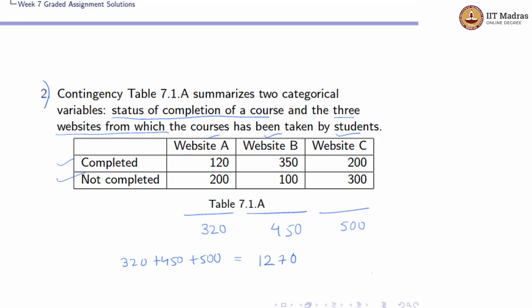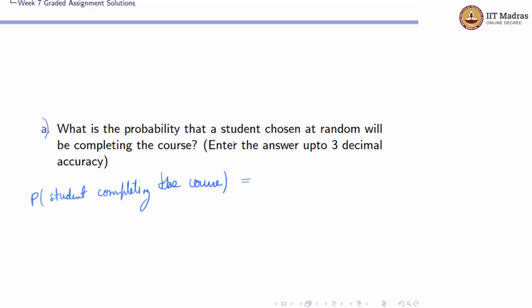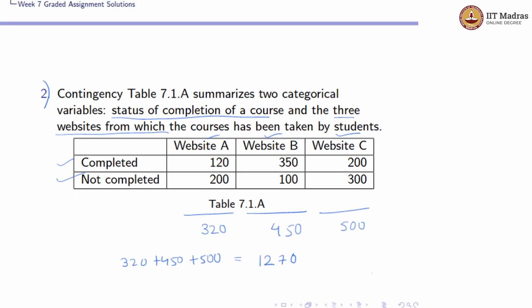Now we have to find the probability that a student chosen at random will complete the course. So now let's see how many have completed the course. From website A, 120 people have completed the course, from website B, 350, and from website C, 200. So a total of 120 plus 350 plus 200 students have completed the course. So that is 670.